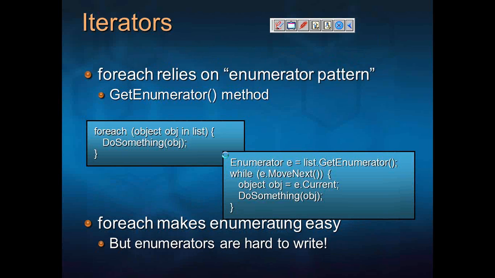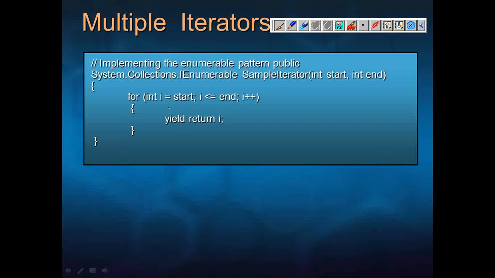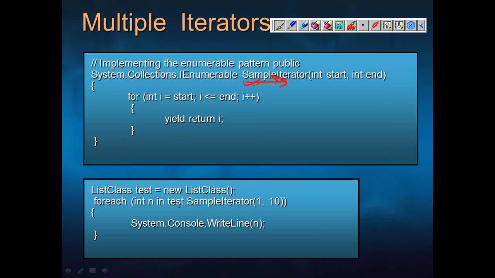Okay, so you can see multiple iterators. You are giving a name to the iterator. This is a single iterator, but if you have multiple iterators, then you will have to use a name here. So this is a multiple iterator. You are adding a name to it, and there will be a basic GetEnumerator method. And then you use the name of the class where you are implementing the iterator, and then the name of the iterator.